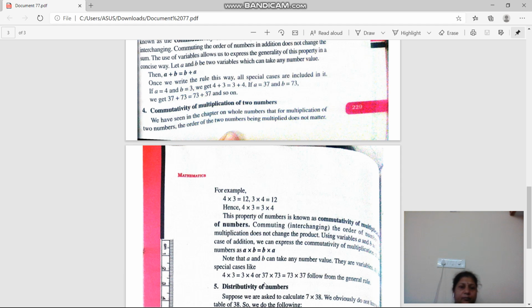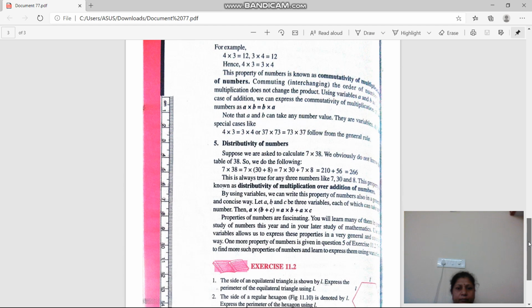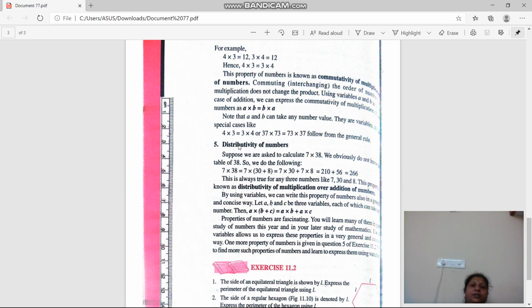Clear? Okay, let's see the next property, that is the distributive property of numbers. Suppose we are asked to calculate 7 multiplied by 38.